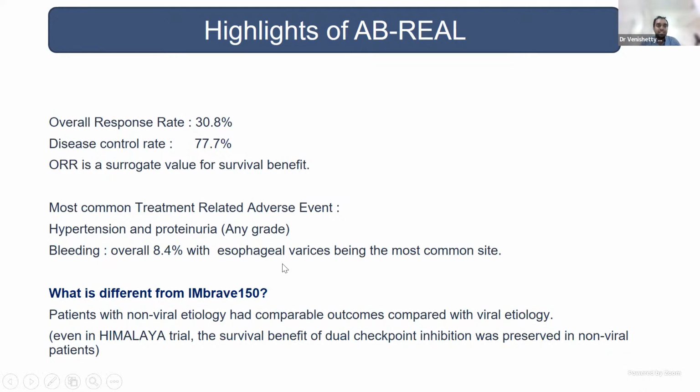In the AB-real study, the overall response rate was 30.8%, the disease control rate was 77%, and overall response rate is a surrogate value of the survival benefit. When you see the bleeding risk, it was 8.4% overall, with esophageal varices being the most common site.